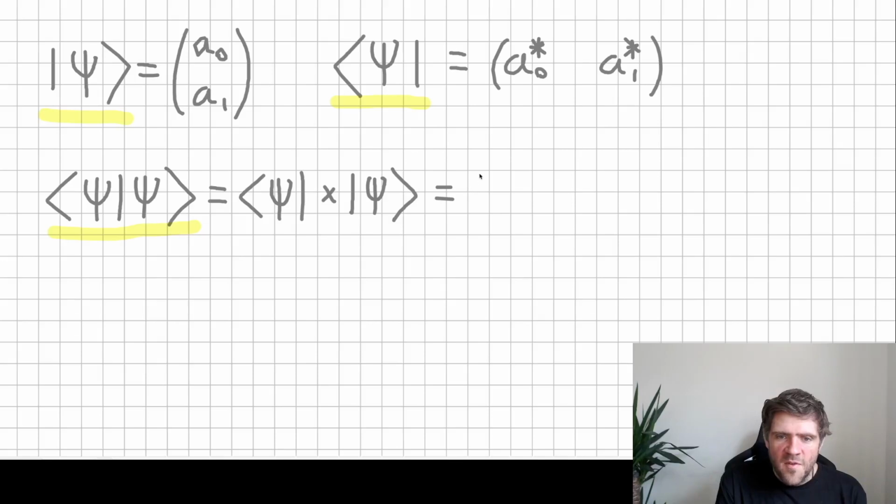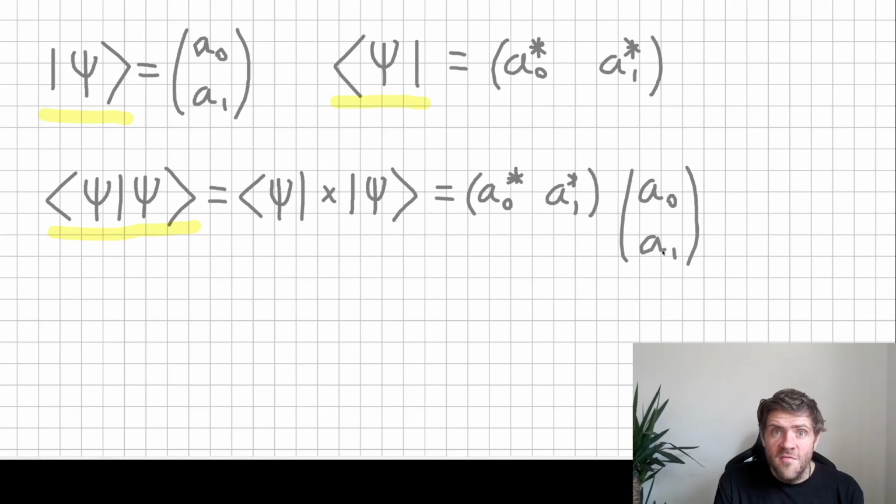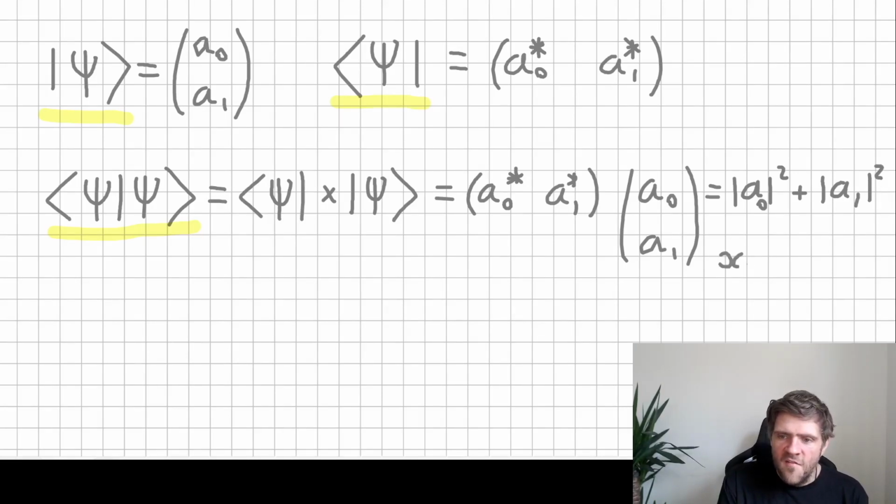Okay, if we do this matrix multiplication, we are multiplying a row vector times a column vector. And when you do matrix multiplication, you multiply rows by columns in order to get the entries of the new matrix. Because we are multiplying just a single row by just a single column, we will get just a single scalar as a result. And that scalar is equal to the square of the magnitude of A0 plus the square of the magnitude of A1, where here I'm using the fact that for any complex number, the complex conjugate times the original complex number is the square of the magnitude.